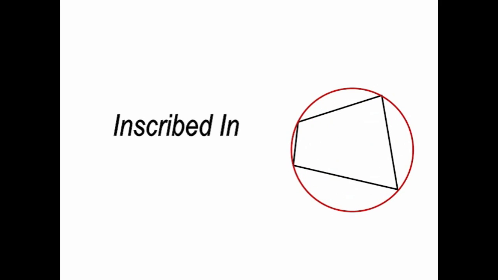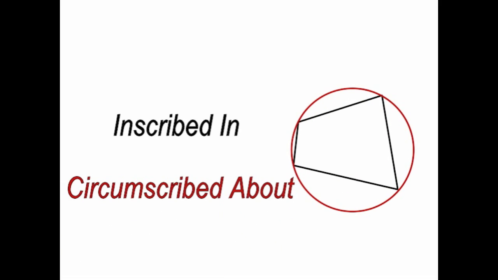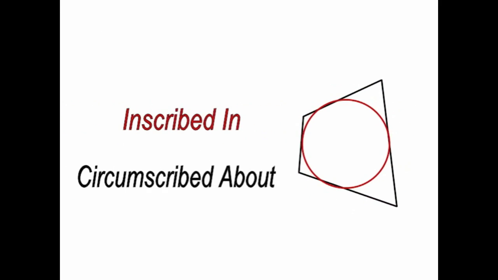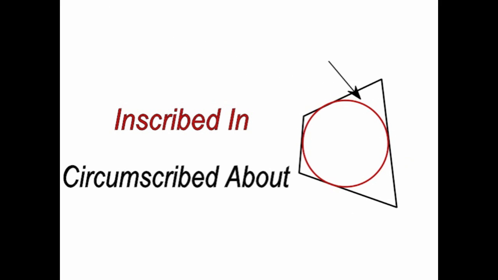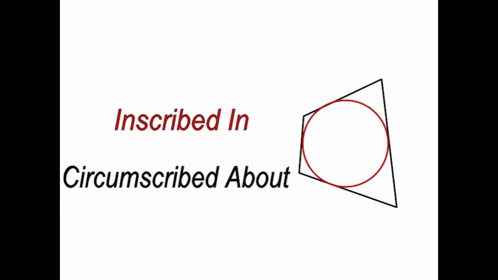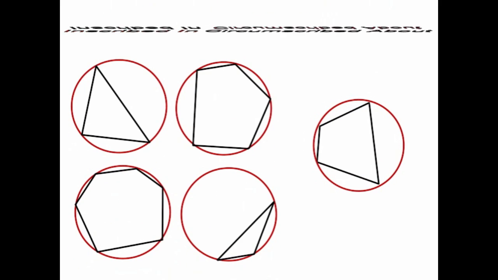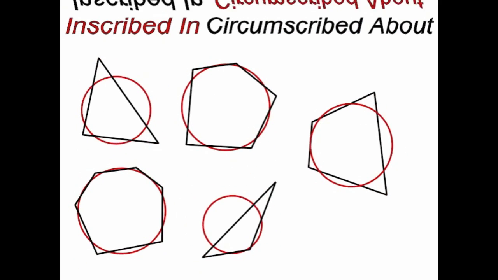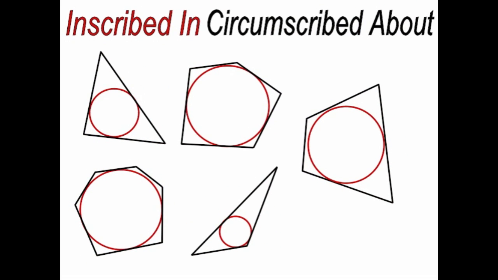A polygon is inscribed in a circle, and the circle is circumscribed about the polygon, when each vertex of the polygon lies on the circle. The opposite can also occur. When each side of a polygon is tangent to a circle, the polygon is said to be circumscribed about the circle, and the circle is inscribed in the polygon. Any polygon can be inscribed in and circumscribed about a circle.